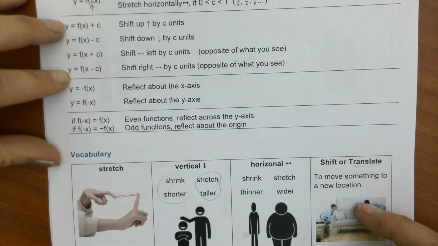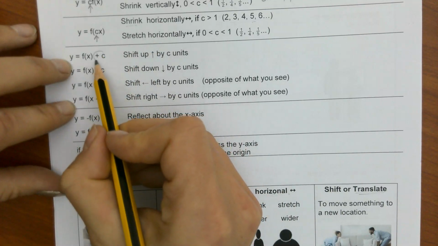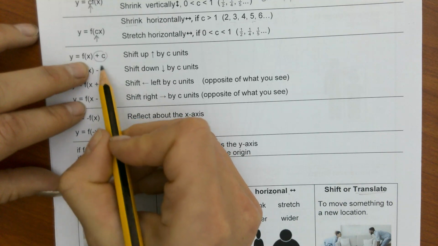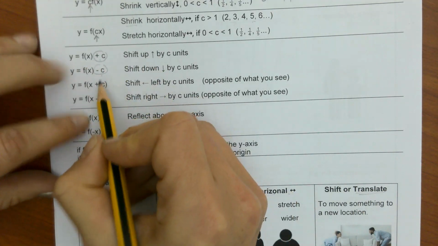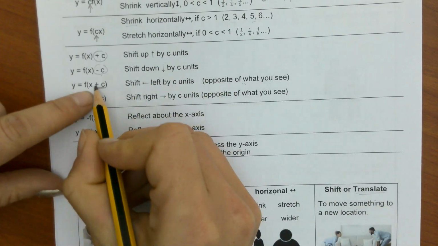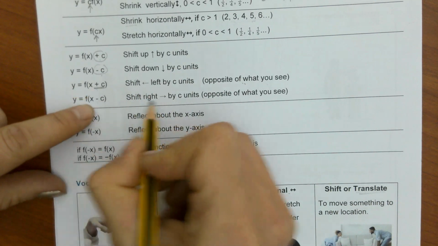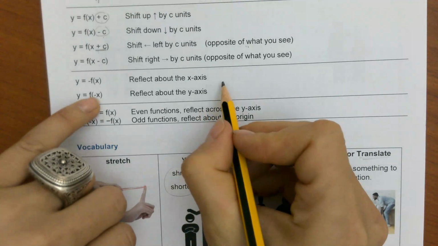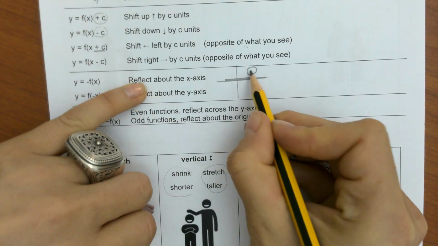Now here we just have things moving, translating, just like the sofa. We can move the sofa. Here, if the number is added on the outside of the function or subtracted, this is going to move it up or move it down. But if it's on the inside, it's going to do the opposite of what you see. So if this is plus a number, it's going to move it left, and if it's minus, it's going to move it right.